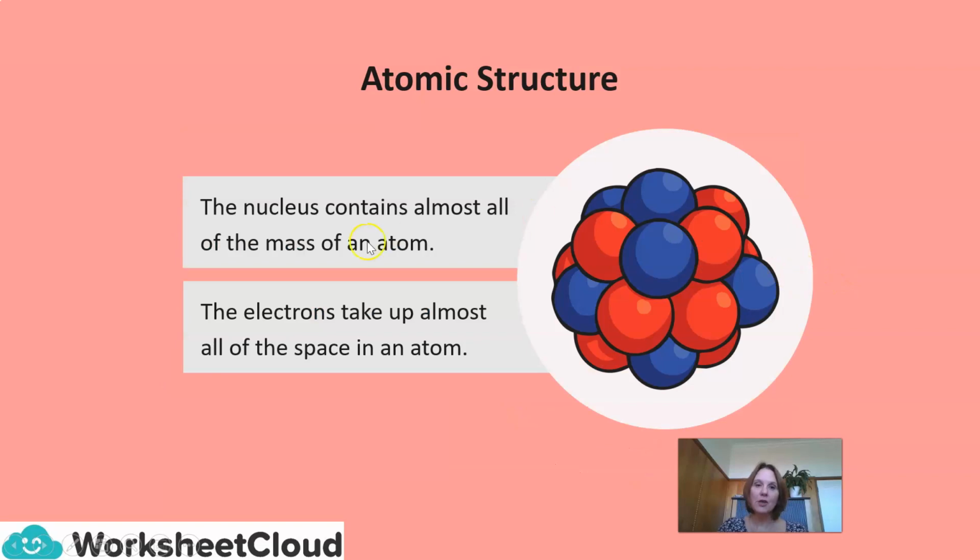The nucleus contains almost all of the mass of the atom. So the protons and the neutrons is where the mass is, okay? And then the electrons take up almost all of the space in an atom on the outside. Okay, the nucleus has the mass, the electrons take up all the space on the outside of the atom.